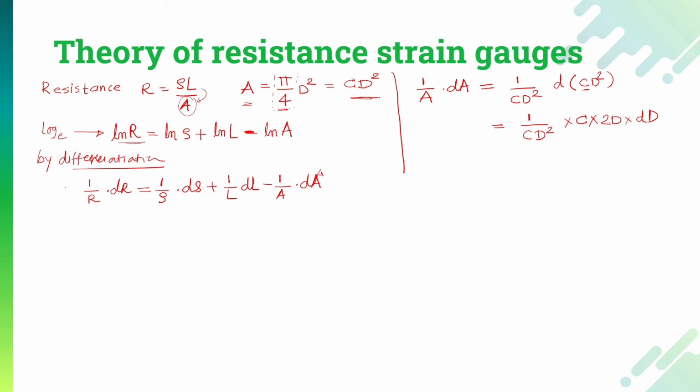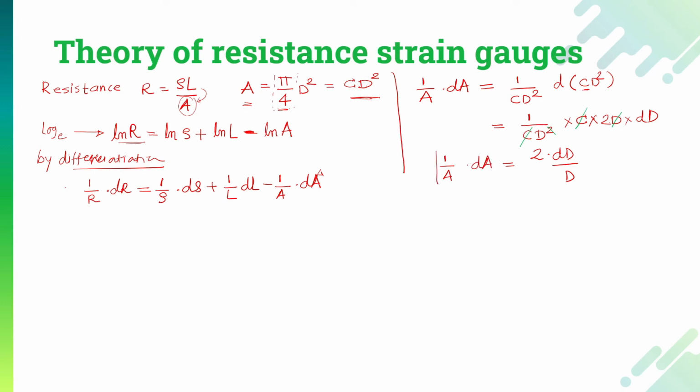Now let us reduce the values. Over here C and C are going to cancel out, and d and this d will also get cancelled out. So ultimately the value that we have received is 2 into differentiation of d divided by d. This is what we are having instead of 1 upon A into dA.